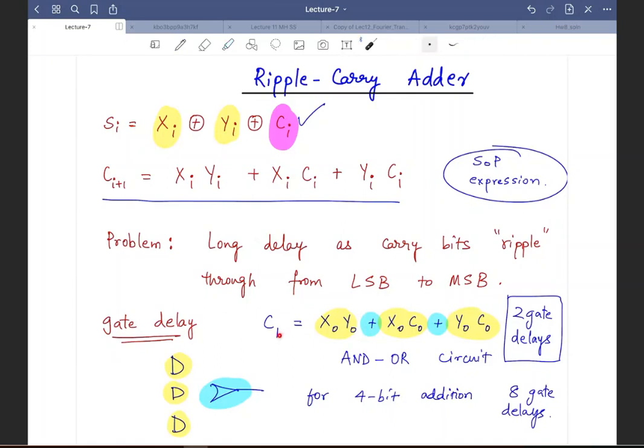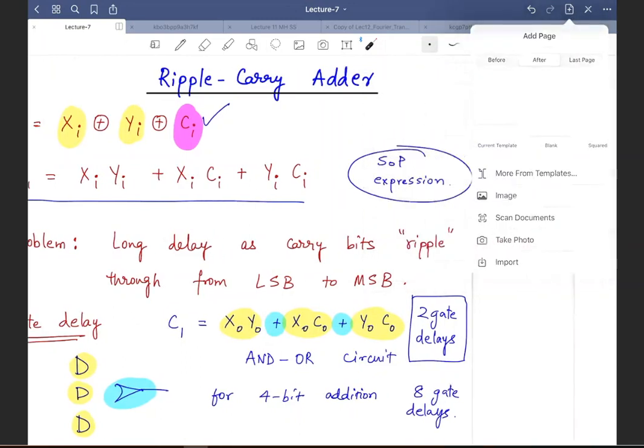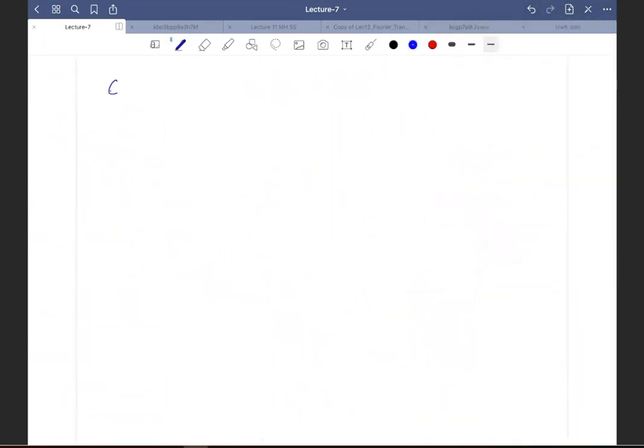When you were considering only 1 bit, you had 2 gate delays. When you went for 4 bits, you had 8 gate delays. Using this, can you guys tell me how many gate delays it would involve to add n bit numbers, for n bits? 2 times n is absolutely right.